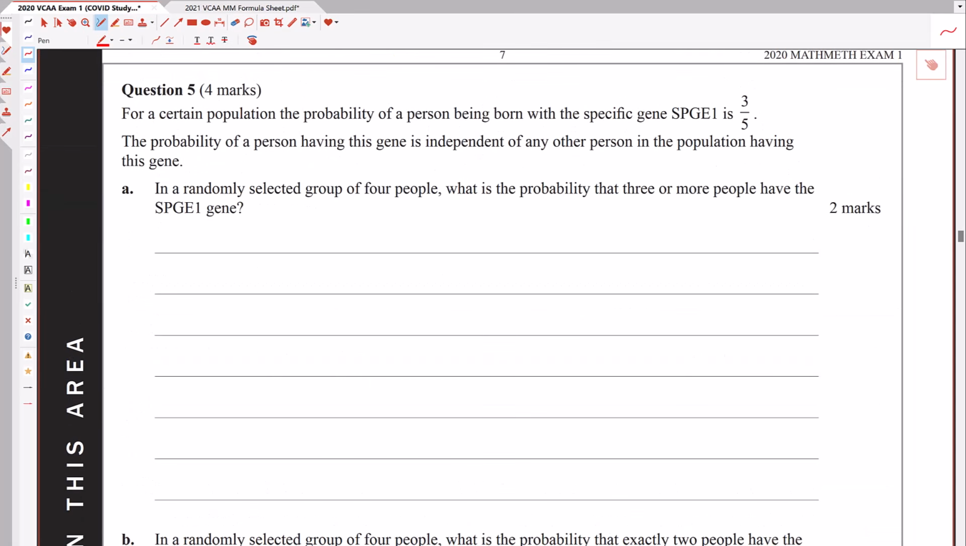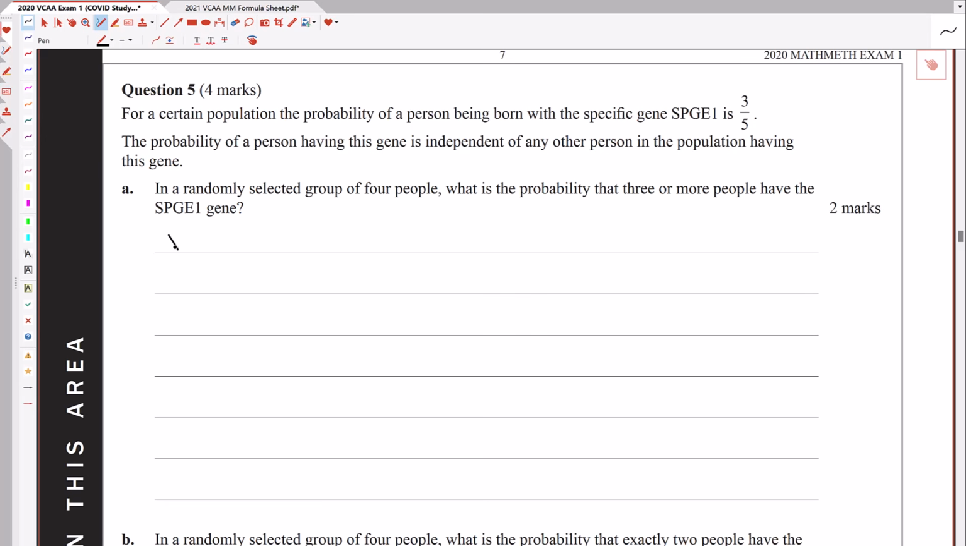Okay, question 5. For a certain population, the probability of a person being born with the specific gene SPGE1 is 3/5. The probability of a person having this gene is independent of any other person in the population having this gene. Okay, so that's telling us it's binomial. In a randomly selected group of 4 people, what is the probability that 3 or more people will have the SPGE gene? Okay, so we're tech-free here, so we're going to need to do a bit of work.